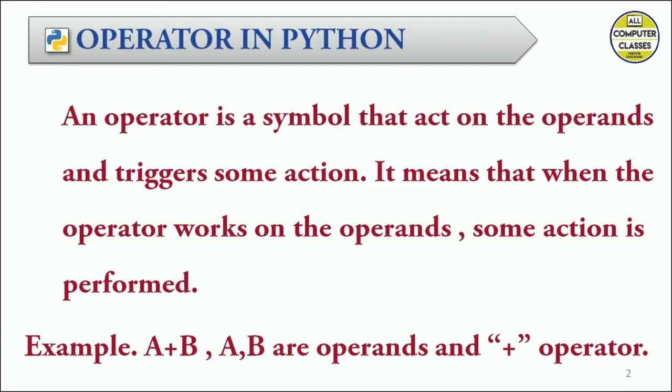So what is an operator? An operator is a symbol that acts upon the operands. For example, a plus b. Here a is an operand, b is an operand, and plus is an operator, a symbol that acts upon a and b. So it triggers some action. If only a comma b is written, no action happens, right? If we use an operator between two operands, it triggers some action.